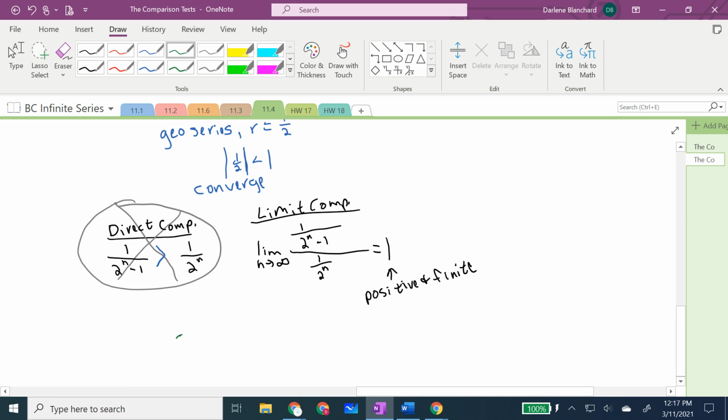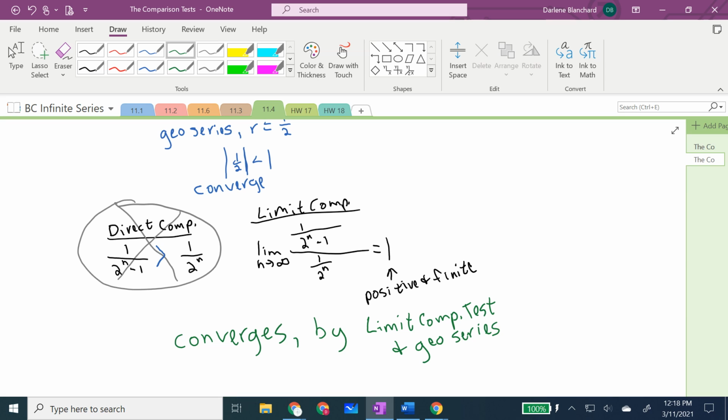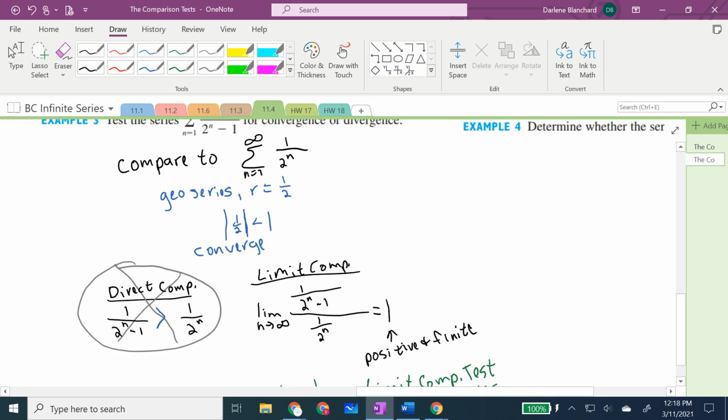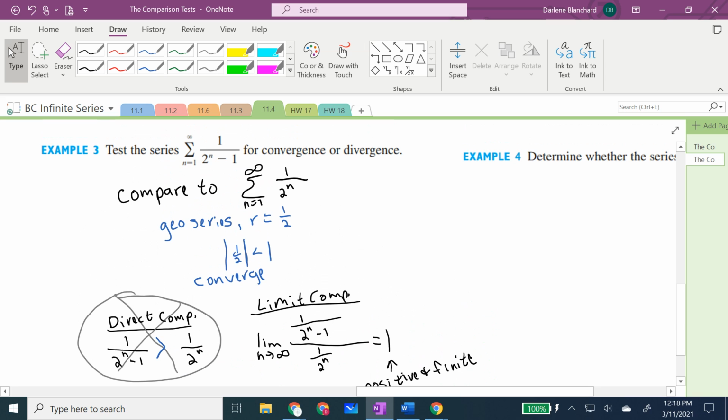My conclusion is the series I was given converges. And to clarify, the tests used to get there are limit comparison and geometric series. And if I didn't say it already, usually when you're doing a comparison test, it's with a p-series or a geometric series. All right, so that showed you an example of the limit comparison test sometimes is necessary because direct won't work.